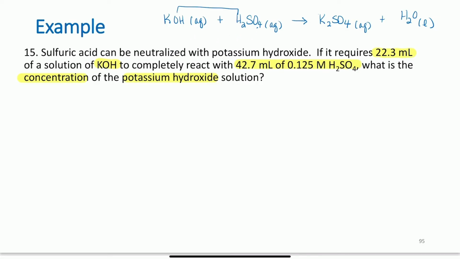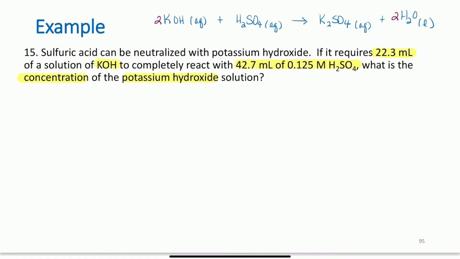Anytime you have an acid that has 2 protons or a base that would have 2 hydroxides, like calcium hydroxide or barium hydroxide, pay attention to balancing this equation, please, because it's not 1-to-1. To balance, I have 2 potassiums here too. I need to put a 2 here, a 2 here. Now my reaction is balanced.